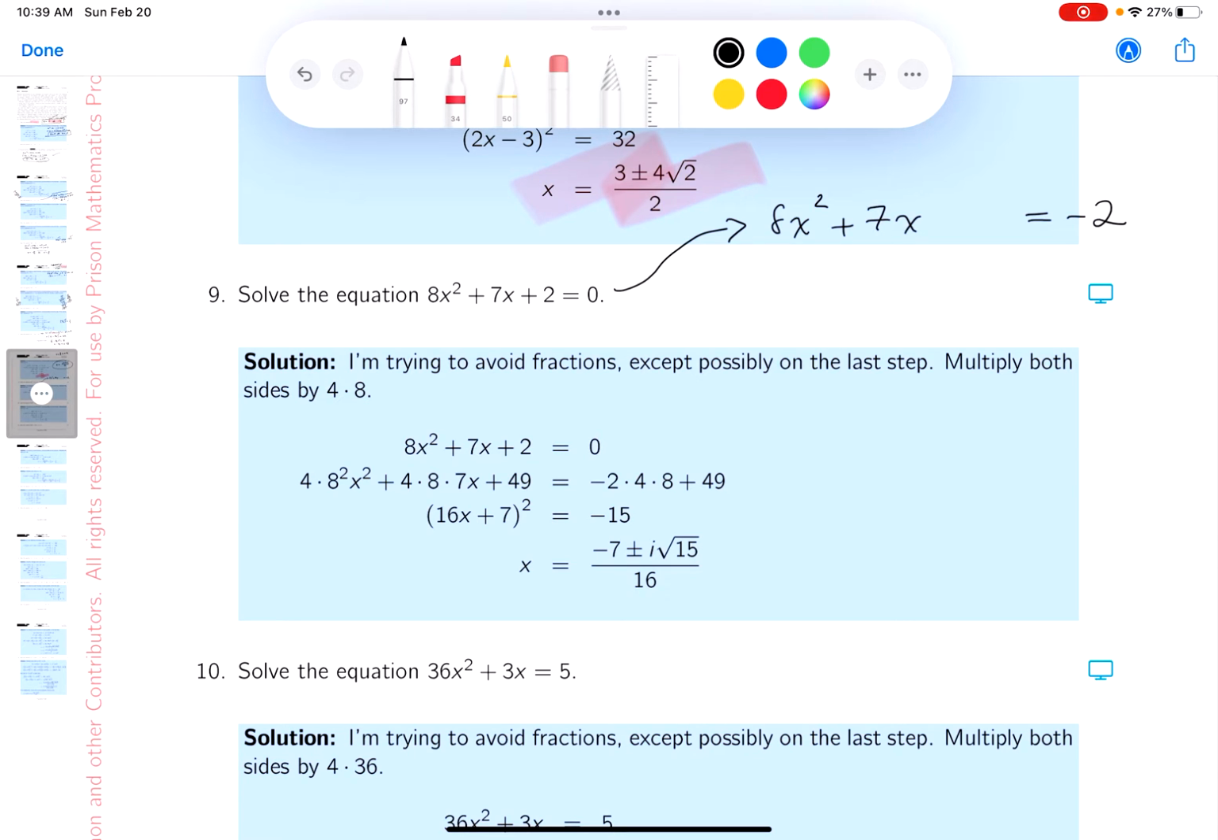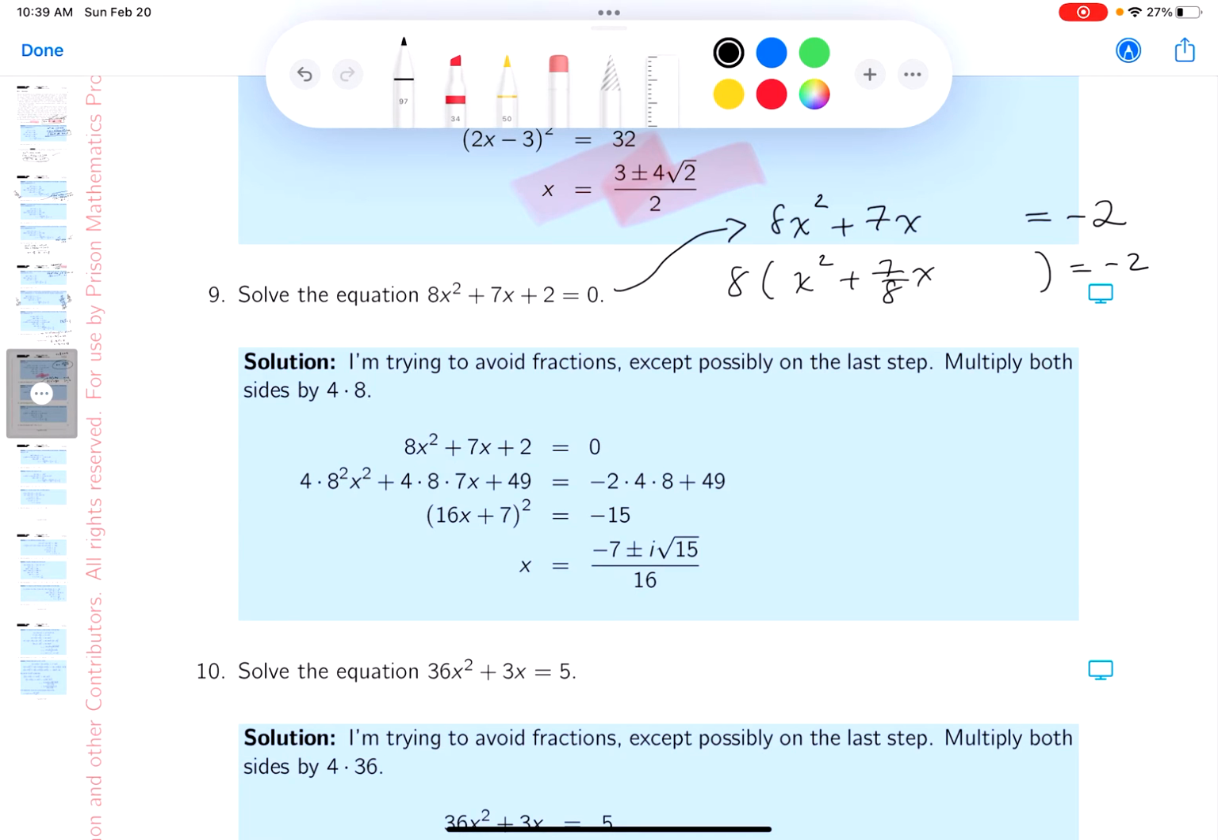Now what I'm going to do, and again, this is my preference, I like the coefficient on the square term to be a 1. So I'm going to factor out an 8. You're going to get x squared, you're going to get 7/8 of an x, and this is minus 2. Well, how do I complete the square?